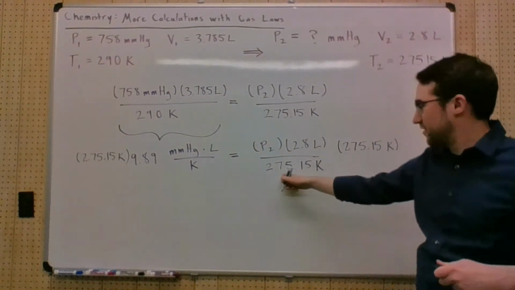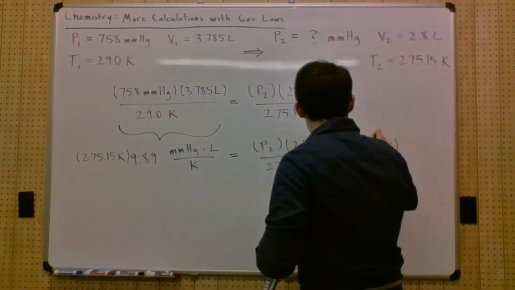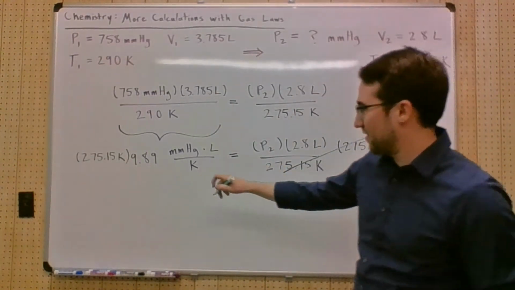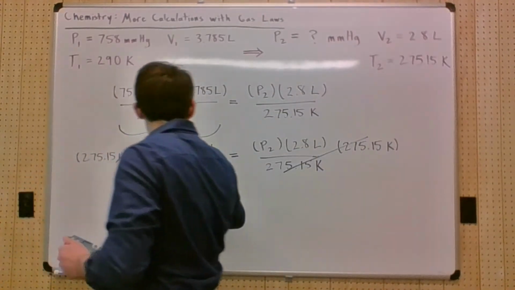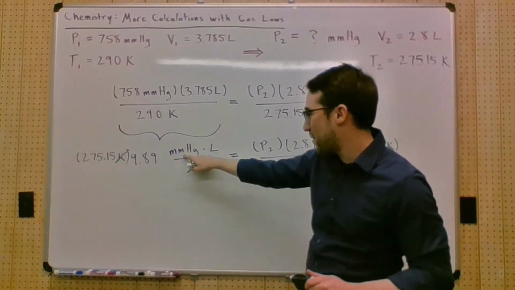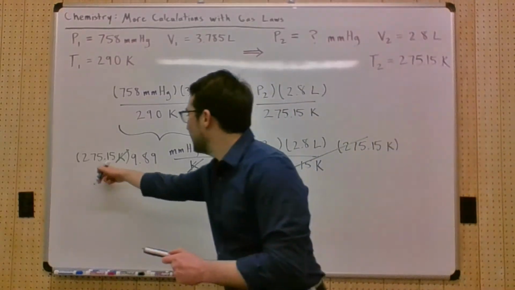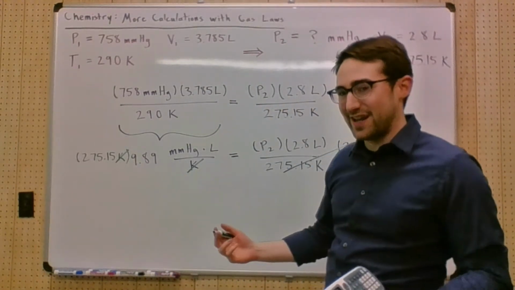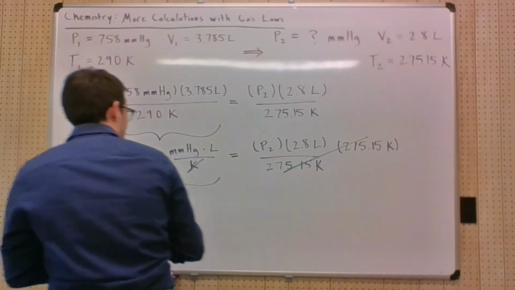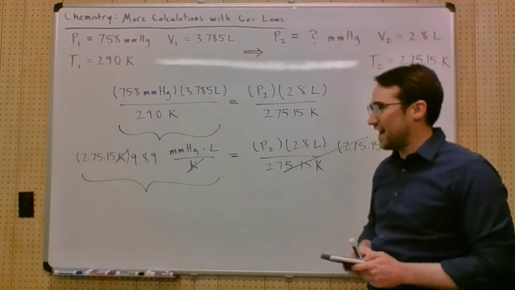So our temperature, our 275.15, should cancel over here on the right. That's totally going away. Okay, and our units should cancel over here. Kelvin on top, Kelvin on bottom, cancel out. So we're left with just our mmHg and our liters units. Now again, I like to condense, so I'm going to multiply these numbers together and see what I get over here. Right. 275.15 times 9.89.